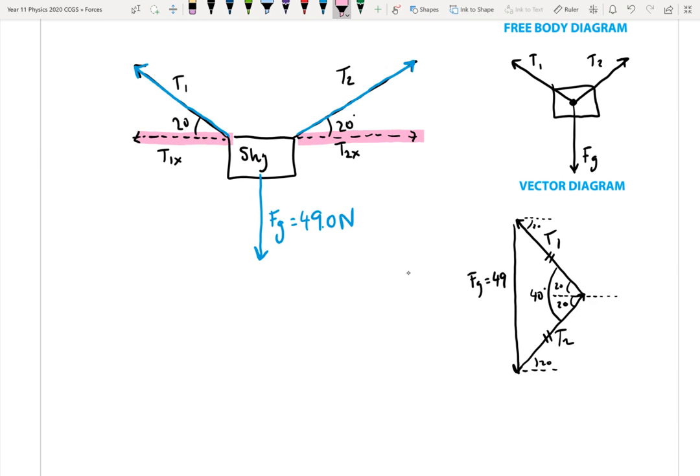Let's just do the y ones first. Let's draw in the vertical component of each of the tensions, T2y and T1y. And here are the verticals. So I'm just going to highlight my vertical components. What we're seeing here is that the vertical components of the tension must be equal and opposite to the weight force. Okay? So that's why we've got to split these guys up.